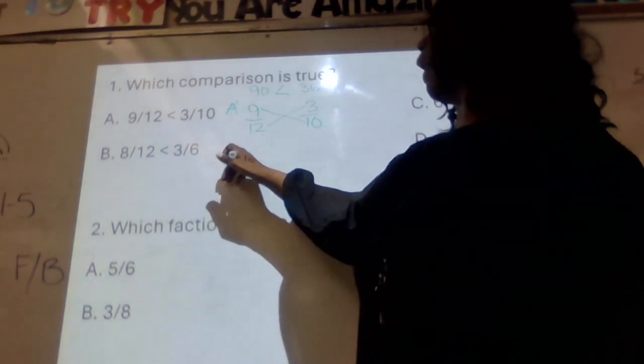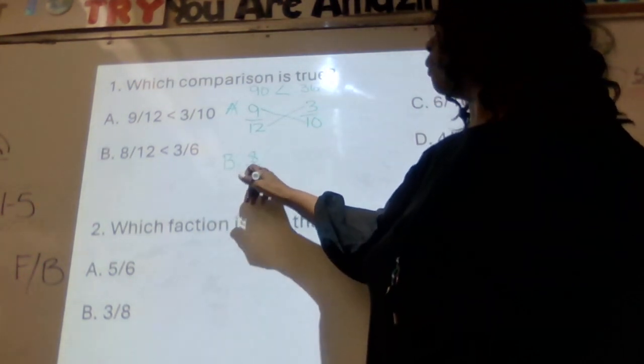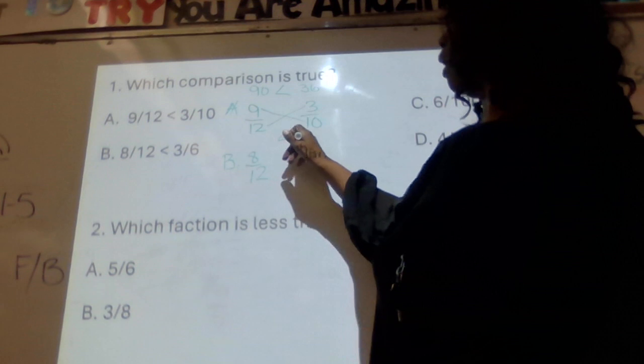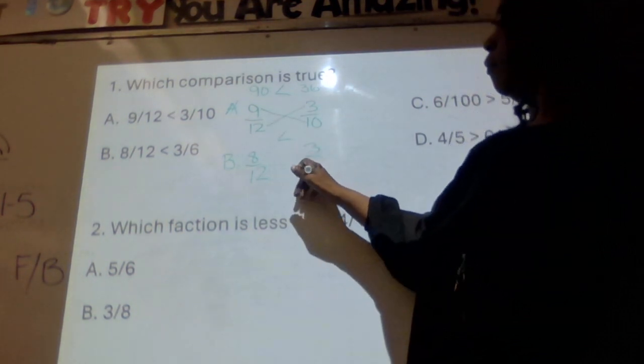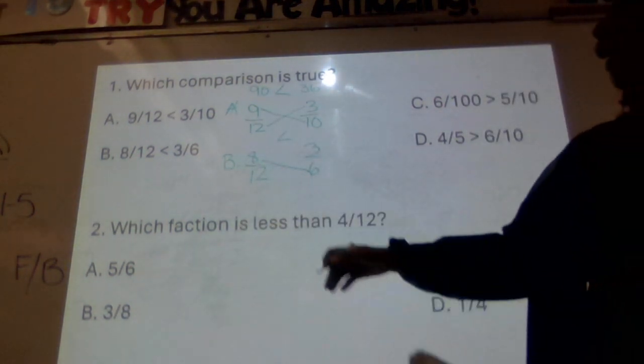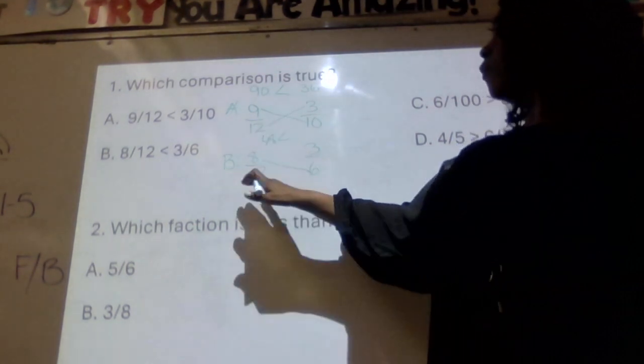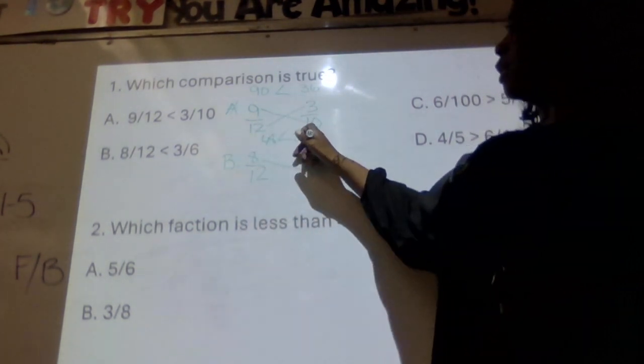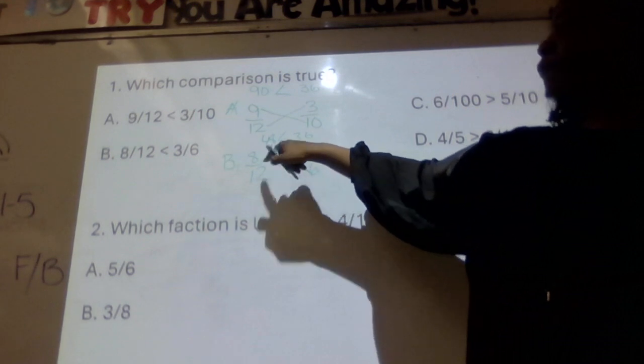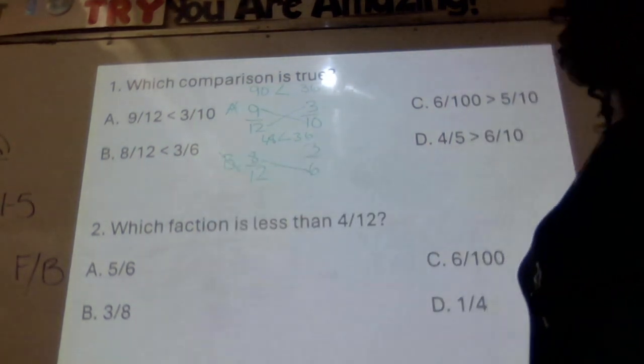Okay? Next we have B. 8/12, put the sign up top, 3/6. 8 times 6 is 48. 12 times 3 is 36. 36 is not larger than 48. Remember, the open mouth is to the larger number.